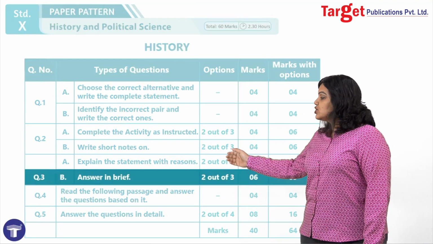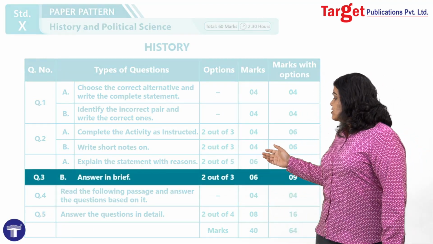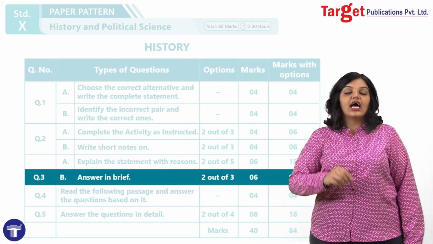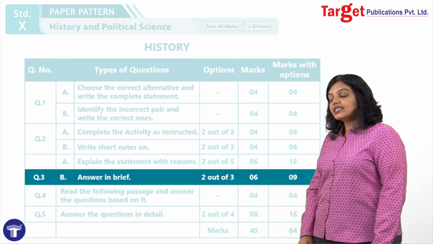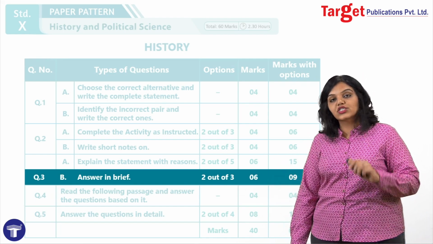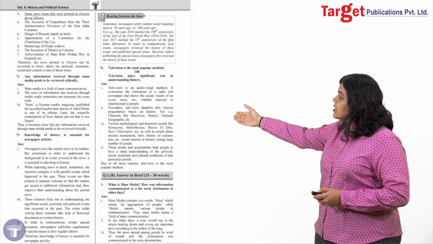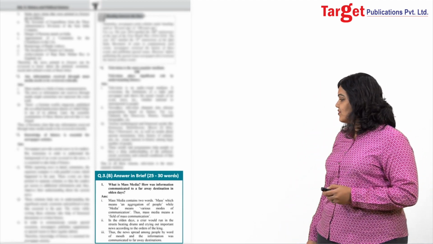Next, we come to question 3b. Now, in this question, you have to answer in brief. This again is a question with options. You will be given 3 questions, out of which you have to attempt only 2. This is also a 6-mark question, which means each question is of 3 marks. You can see that we have provided you with these questions in our books as well.